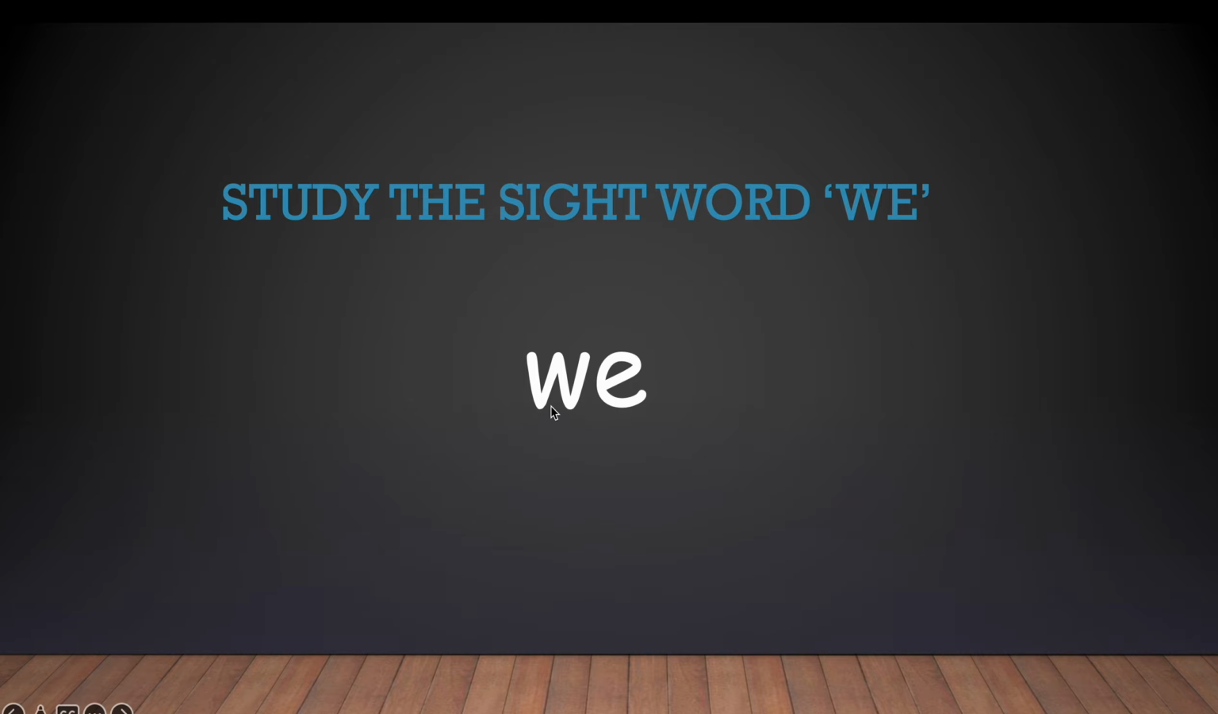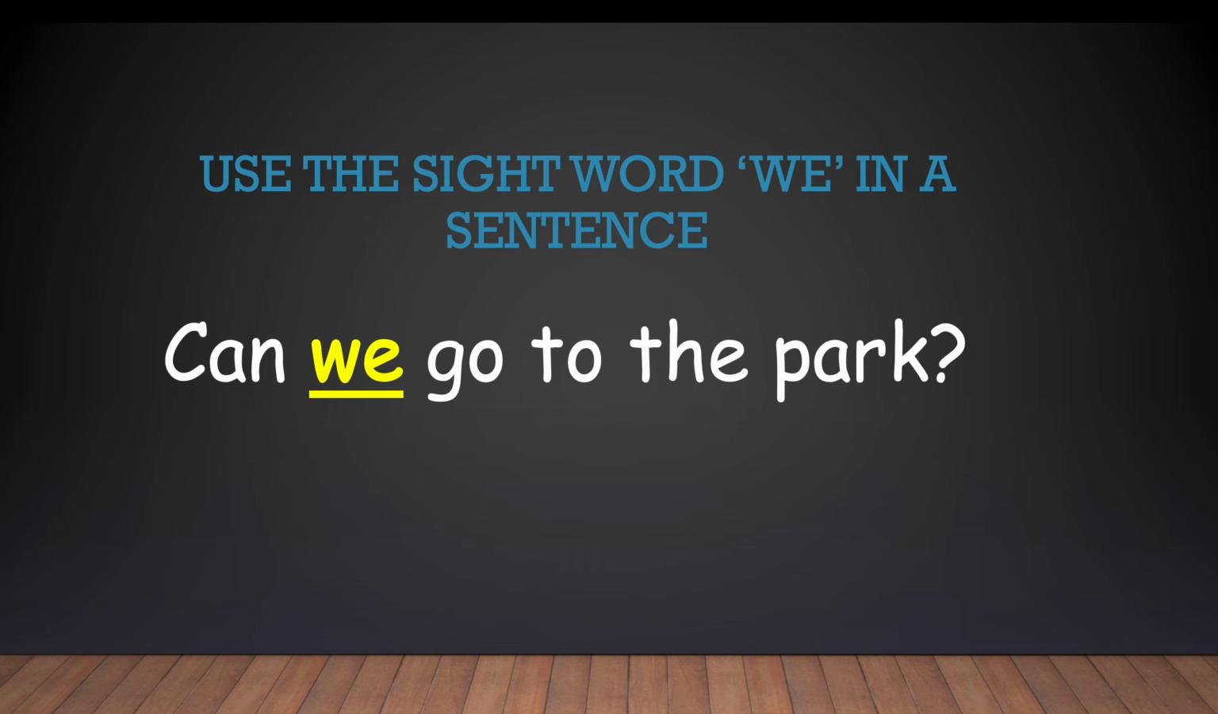Let's spell it. W-E. Let's count the letters. 1, 2. They're both short letters. I see W, that's a consonant, and E is a vowel. Let's clap the syllables we hear. We. We. Next, let's use it in a sentence.